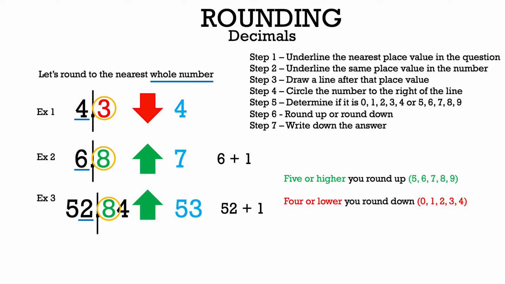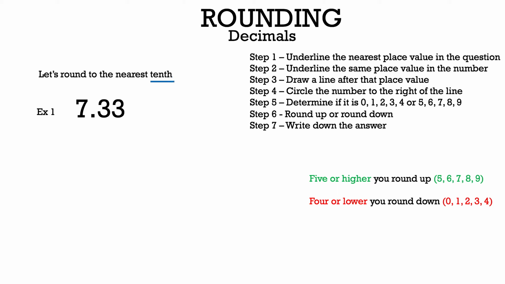Now let's take a look at rounding to the nearest tenth. So we're going to underline the tenth in the question, underline the tenth in the number, draw the vertical line, circle the number to the right. Since it's 4 or lower, we round down, and we get 7.3.